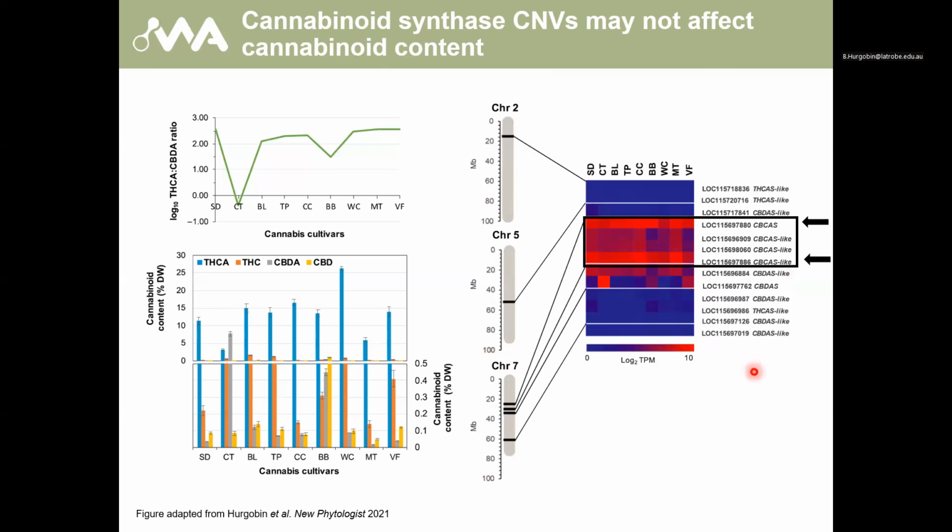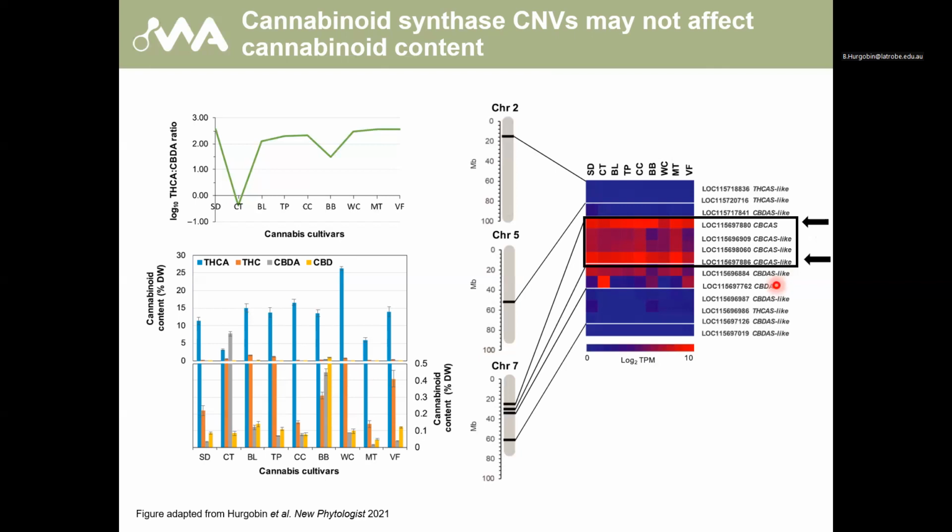Another interesting finding was the expression of the CBCA synthase genes across the 9 cultivars, in particular, the higher expression of the 2 genes that we have highlighted here with the black arrows. However, the presence of cannabichromine or CBC, which is synthesized by CBCA synthase, was not detected in these cultivars. Instead, it was the presence of THCA that was observed.